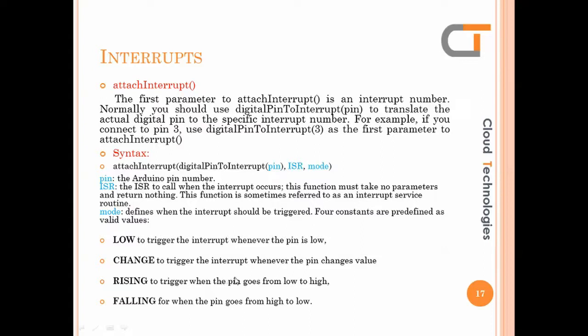Then RISING means nothing but low to high. Whenever the pin goes from low to high, the rising will happen, and then the function will be executed. If you are using FALLING, whenever the pin goes from high to low, the falling will happen, then this function will be executed. Depending on our requirement, we can use these modes. So this is about the interrupt.